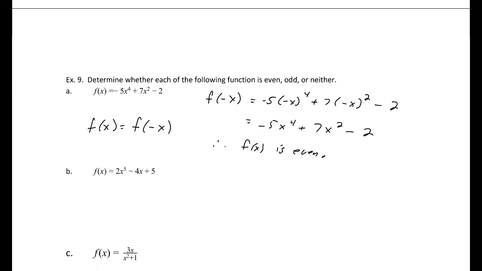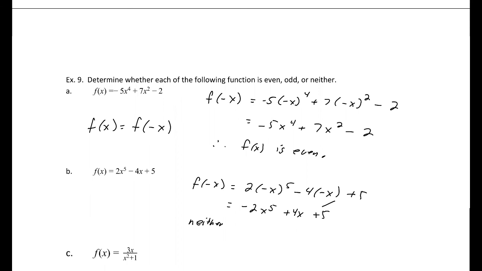All right, next, let's evaluate this function at negative x. 2 negative x to the 5th minus 4 negative x plus 5 is negative 2x to the 5th. The odd exponents actually bring a negative sign out. Now, this function is not equal to the original function. It's also not equal to the opposite because of this 5 here. It's still a positive 5. So this is neither. Because of that positive 5, it is not even and it's not odd.